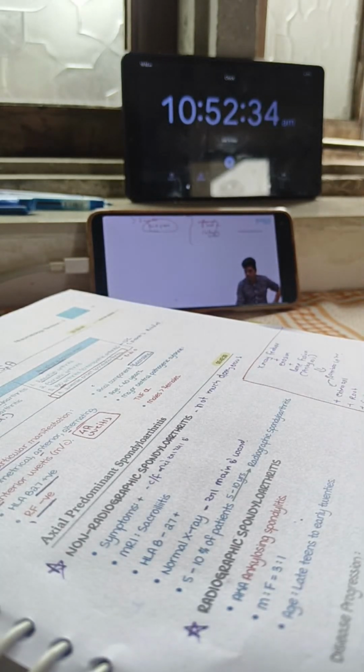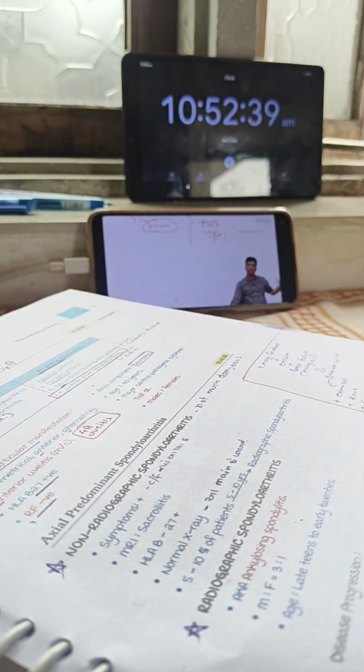So, inflammatory alternating buttock pain. What is the meaning of inflammatory alternating buttock pain? Sacroiliitis means you cannot have thoracic or lumbar pain. You are going to have buttock pain mostly, or deep low back pain, and that is going to be alternating buttock pain. And why did I use the word inflammatory?